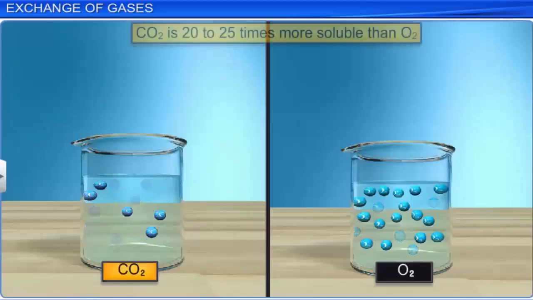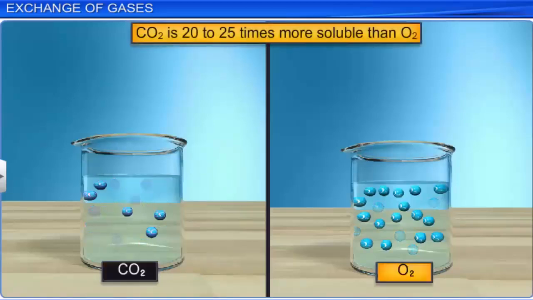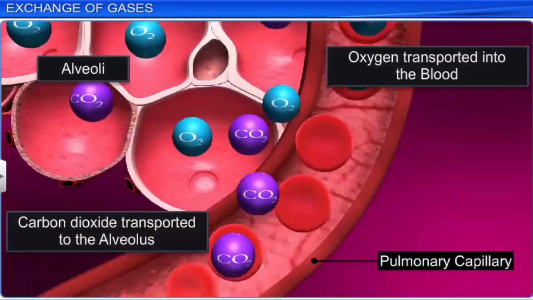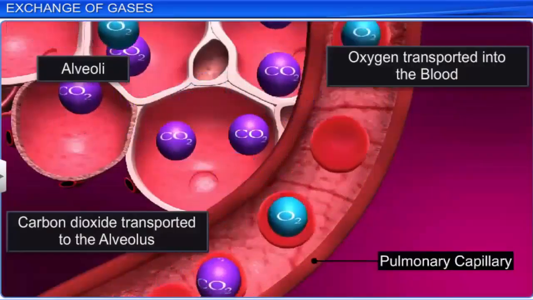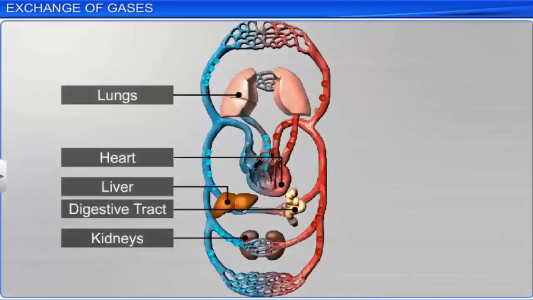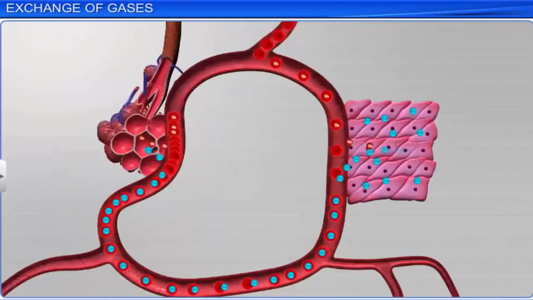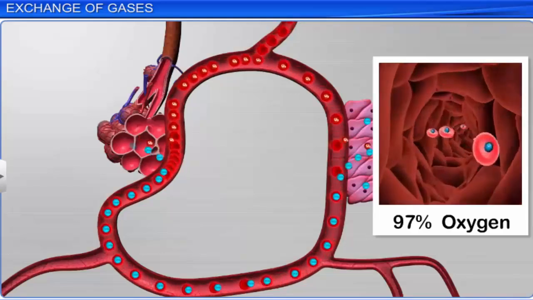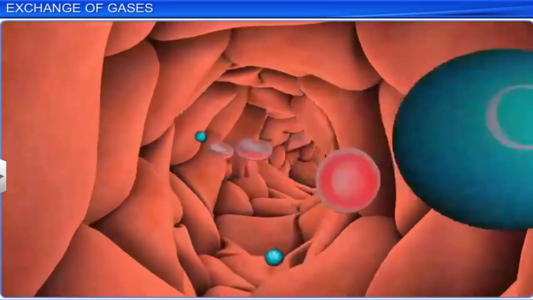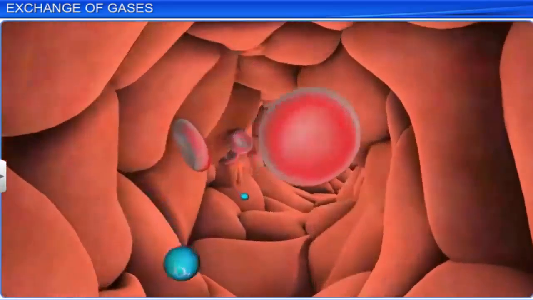As carbon dioxide is 20 to 25 times more soluble than oxygen, the amount of carbon dioxide that can diffuse through the diffusion membrane is much more than that of oxygen. Oxygen and carbon dioxide are transported to various organs of the body by blood. About 97% of oxygen is transported by red blood cells, whereas the remaining 3% is carried in a dissolved state through the plasma.